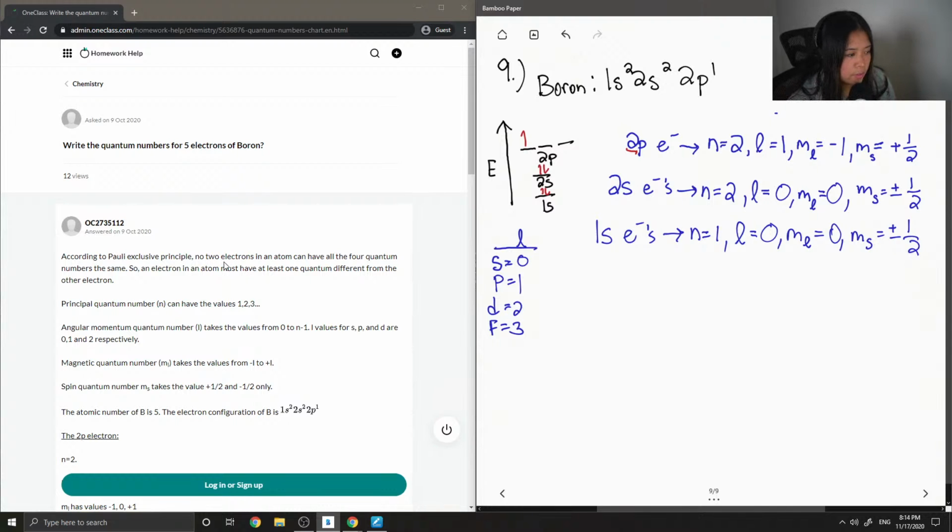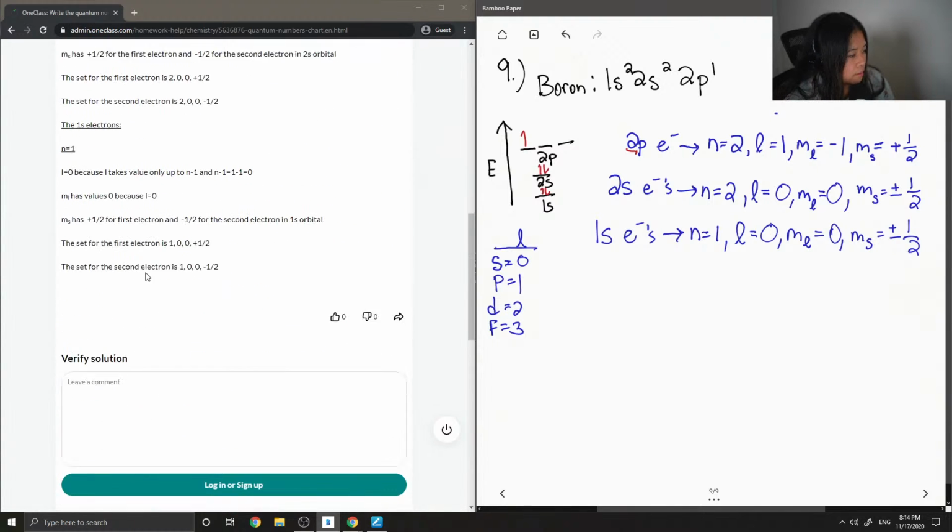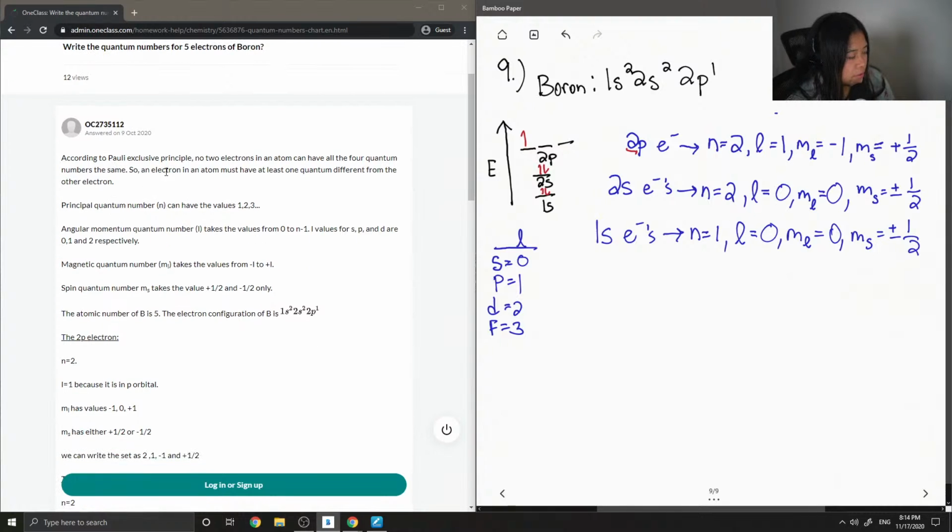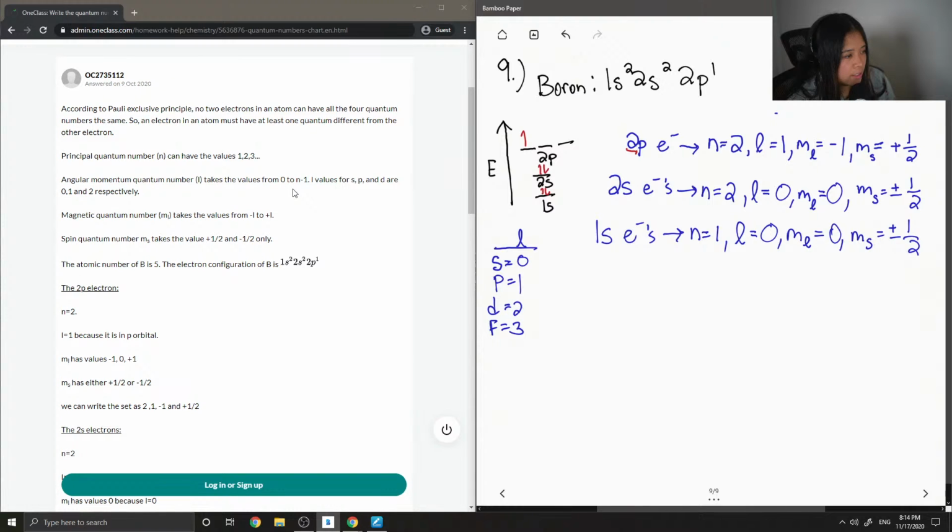Okay, so let's see what the junior tutor said. According to the Pauli exclusion principle, no 2 electrons in an atom can have all 4 quantum numbers the same. So an electron in an atom must have at least 1 quantum number different from the other electron. Principal quantum number n can have values 1, 2, 3. Angular momentum quantum number l takes the values 0 to n-1. l values for s, p, and d are 0, 1, and 2 respectively.